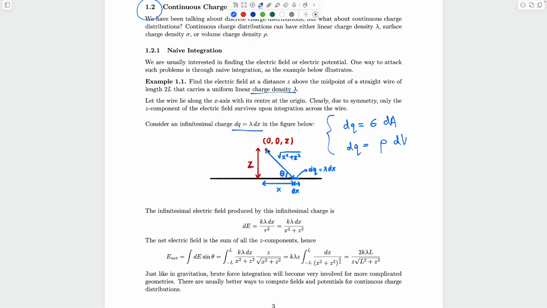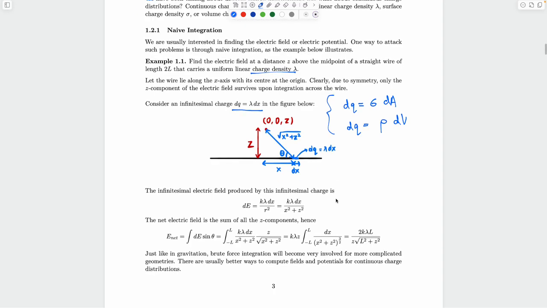So in this case, we are determining the electric field due to a wire of length 2L, not an infinite wire. So you can just integrate from negative L to L.